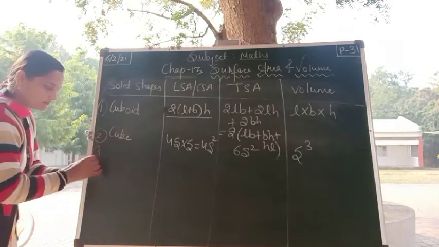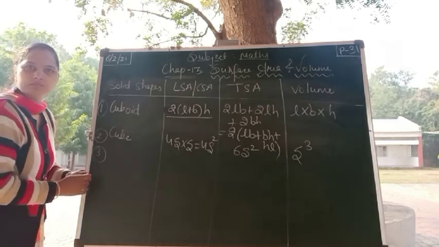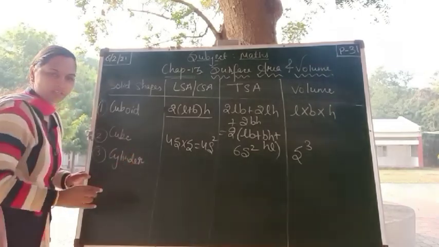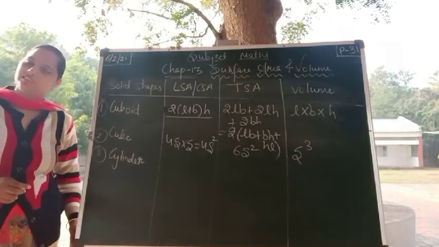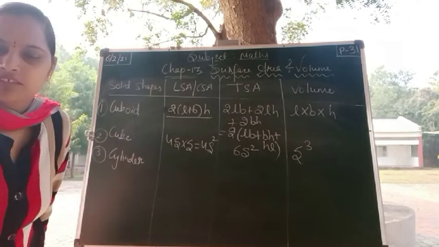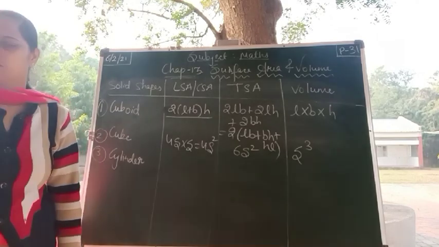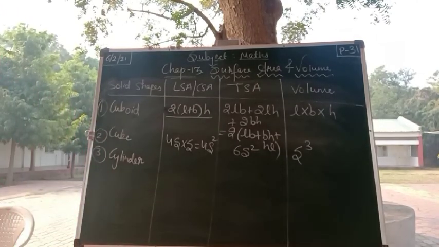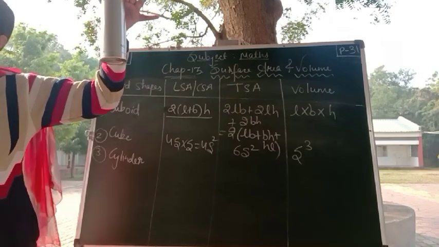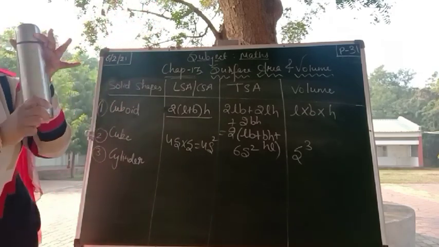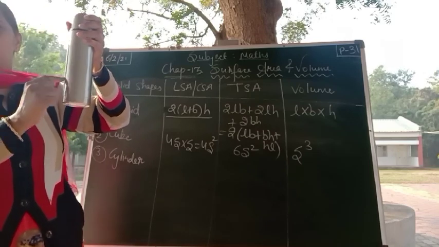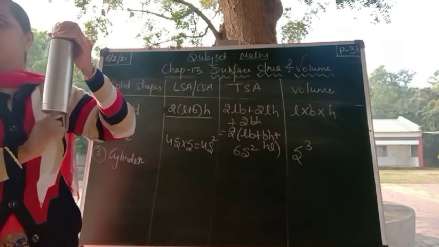Now next, third is the cylinder. Do you know how it looks? Yes, ma'am. Can you tell me a real-life example where we have a cylinder? This is a container. I am having this thermos. Every day we are using solid shapes. Is this a cylinder? The top one is a little bit different, but if I consider this surface, yes, ma'am, this is a cylindrical surface.